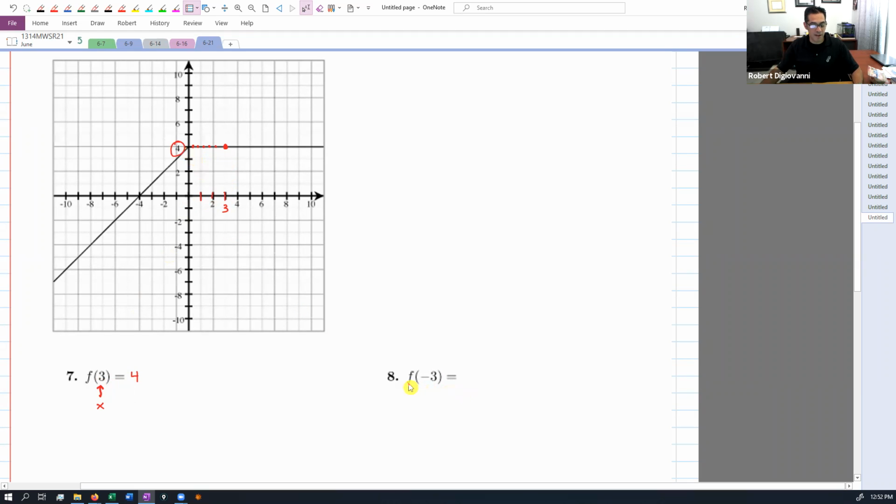Let's look at this next one, negative 3. So if we let X be negative 3, go to the graph, 1, 2, here's negative 3. I look for the point on the graph, which is about right here. How high is that point? Can y'all tell about how high up this is? Looks like about a 1. We'll just kind of eyeball it. We'll just say that looks like it's around 1.